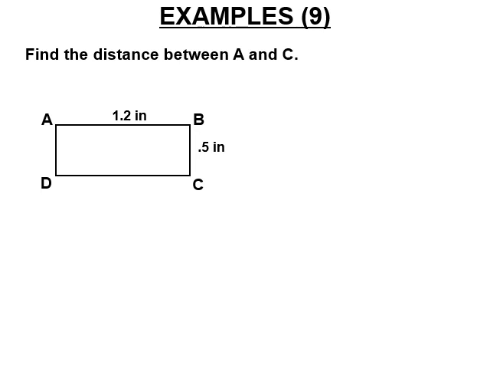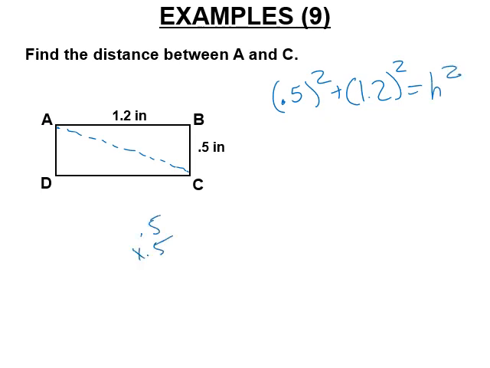Okay, same thing we've been doing, but now it's got decimals in it. So 0.5 squared plus 1.2 squared equals hypotenuse squared, right? 0.5 times 0.5. 5 times 5 is 25. Move the decimal twice. 0.25.